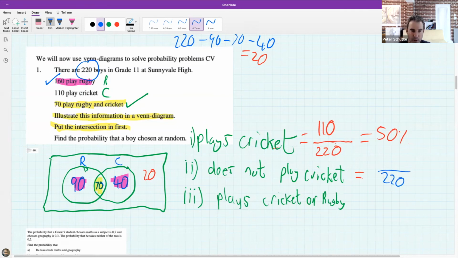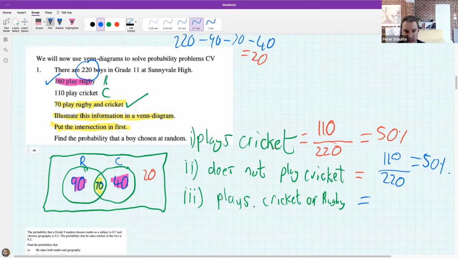And then what's the probability they don't play cricket? Well, that's just going to be everything outside of the cricket circle. So it's 90 and 20, which is 110. And again, it's going to be 50%. That makes sense because cricket and not playing cricket are complementary events, so essentially they're going to add up to 1.